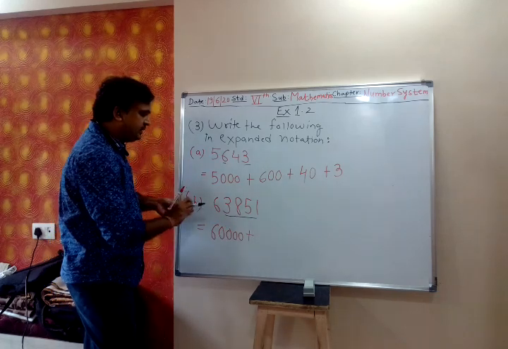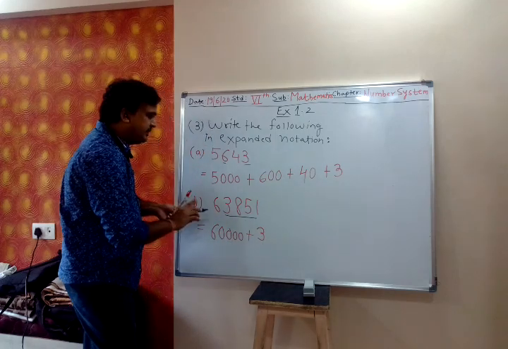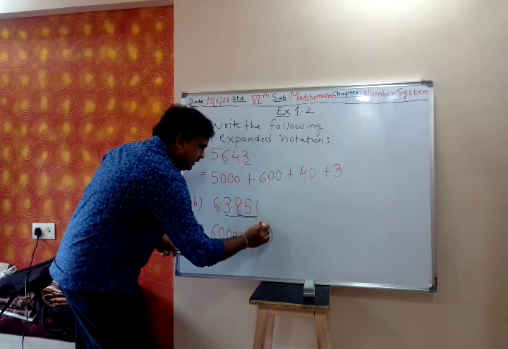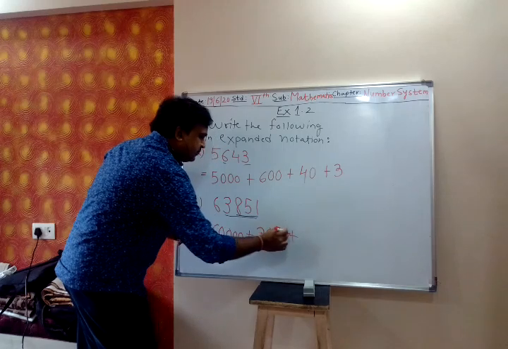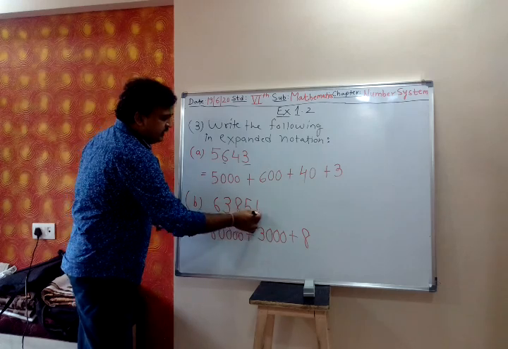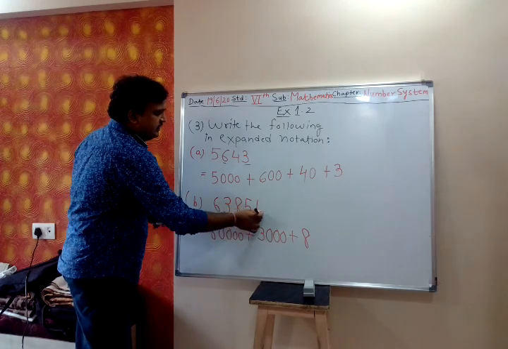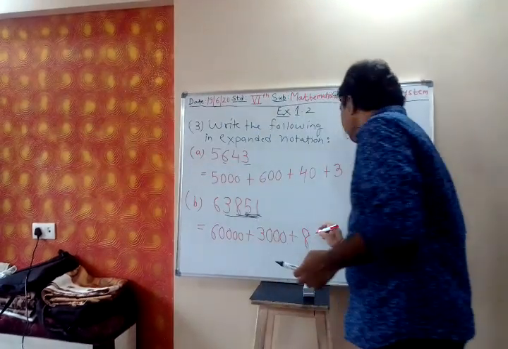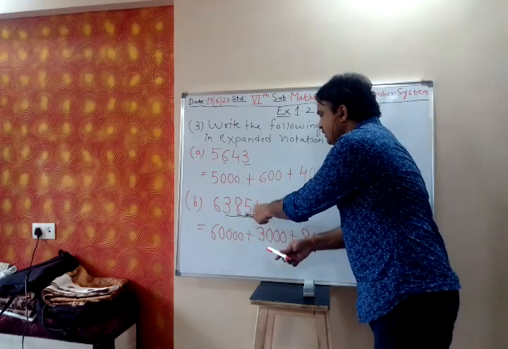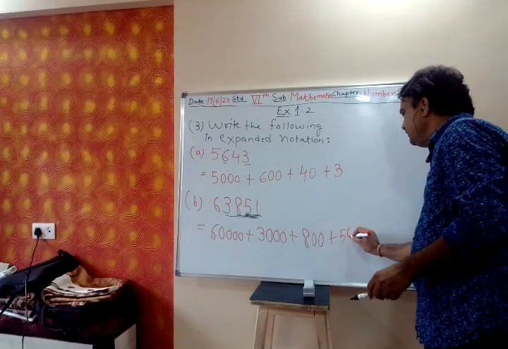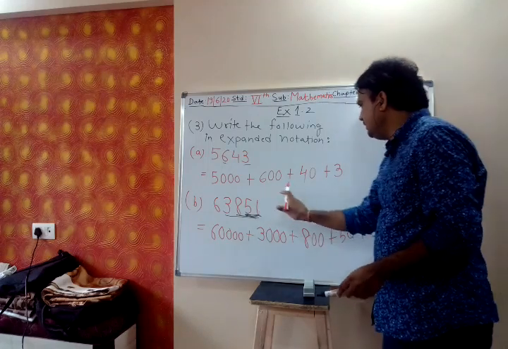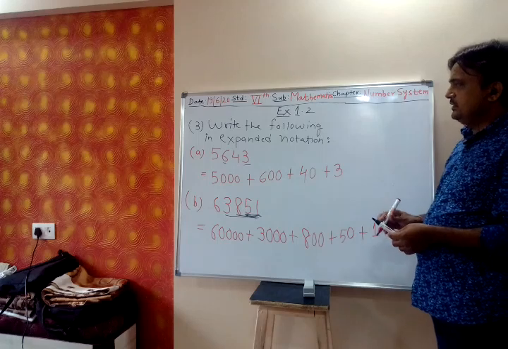Plus, after 3, I will write 3. After 3, there are 3 digits, so I will write 3 zeros. Plus 8. After 8, there are 2 digits, so I will write 2 zeros after 8, 8, 0, 0. Plus after 5, there is 1 digit, so I will write 1, 0 after 5. And then plus 1. After 1, there is no digit, so we write plus 1. This is the expansion.